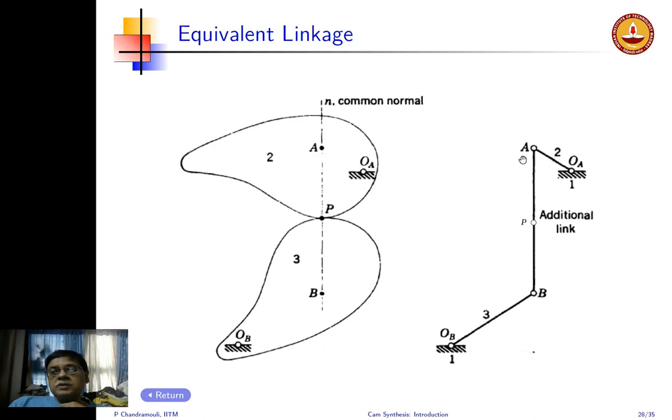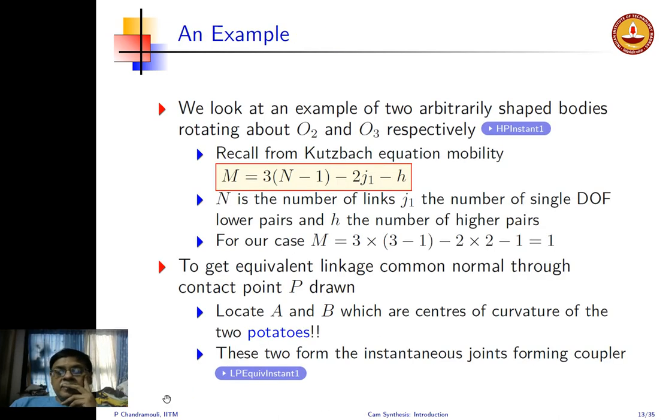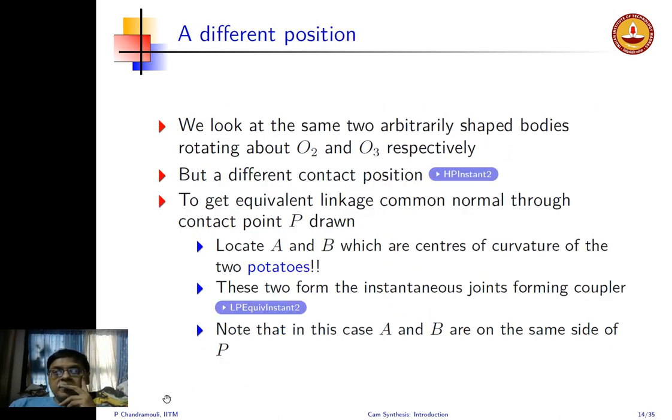So we join OA to A, which is like the input. If I assume 2 is the input link, the input body, then OAA is the input link. AB becomes the coupler, which is the common normal, and P is of course the contact point. OBB is the output link. So this is the equivalent. On the right side we showed the equivalent linkage.